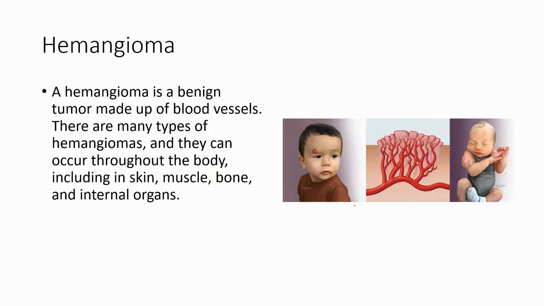And another birthmark, this hemangioma. You can see this little baby has this bright red birthmark. Generally, again, these are harmless. They resolve on their own. And it's a benign tumor made up of blood vessels. You can see this little blood vessel has all these little roots coming out of it. There's many types of hemangiomas, and they can occur throughout the body, including skin, bone, muscle, and internal organs. Again, these just kind of take care of themselves. They will resolve on their own. These little blood vessels just start breaking off, and then this will go away.